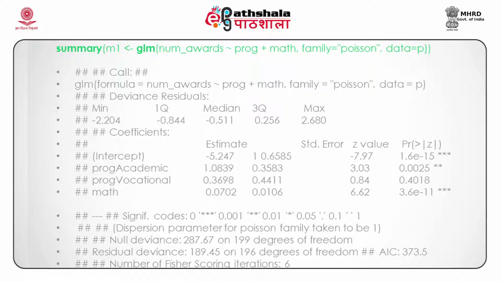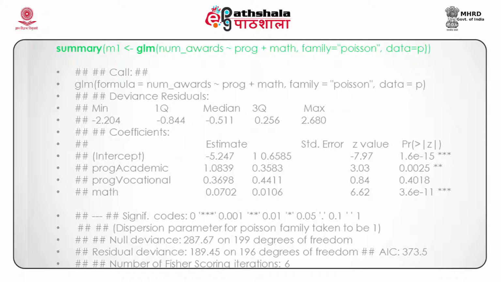We have stored this GLM object in M1, and the syntax given on the first line of this slide at once defines M1 and also implements the summary command on the M1 object. So running this command will lead to the output given on the subsequent portion of the slide. So first we return the function call. Next we see the deviance residuals, or a summary of the deviance residuals. We get something called coefficients. There is an intercept.